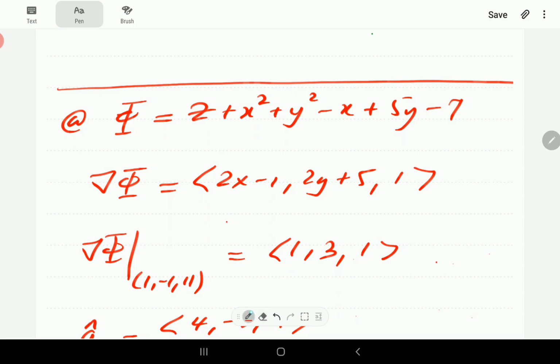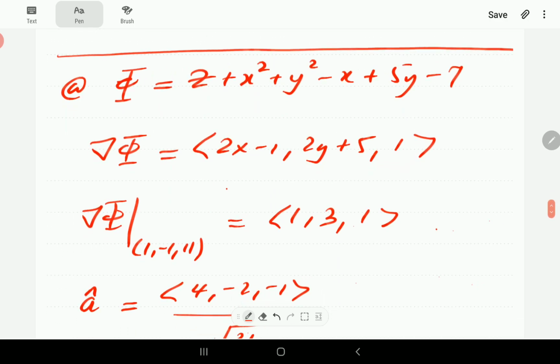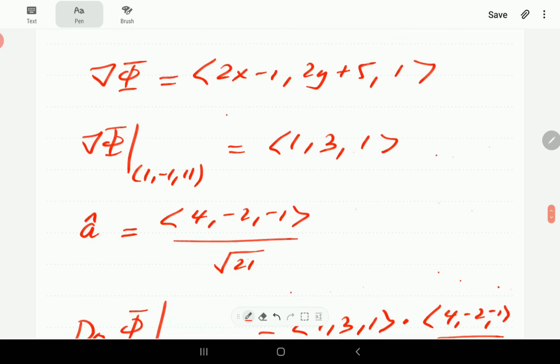In this case, our phi is going to look something like this. If we bring everything to the one side, then this is going to be the gradient. The x derivative is 2x minus 1, the y derivative is 2y plus 5, the z derivative is 1, these are the partial derivatives. Then if we plug this in, we get 1, 3, 1.